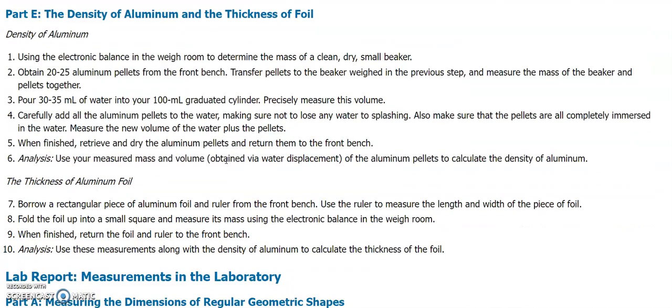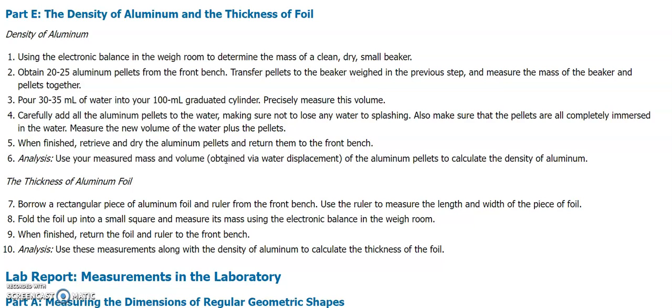Now, density of aluminum and thickness of foil. How do you do it? Using the electronic balance in the weigh room, determine the mass of a clean, dry, small beaker. Obtain 20 to 25 aluminum pellets from the front bench. Transfer the pellets to the beaker weighed in the previous step, and measure the mass of the beaker and pellets together. Pour 30 to 35 milliliters of water into your 100 milliliter graduated cylinder. Precisely measure this volume. Carefully add all the aluminum pellets to the water, making sure not to lose any water to splashing.